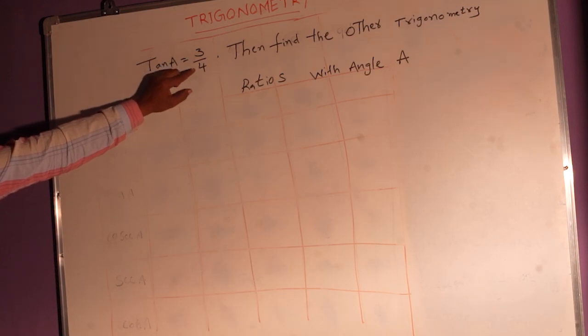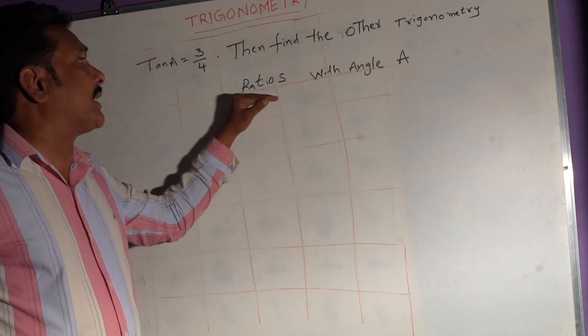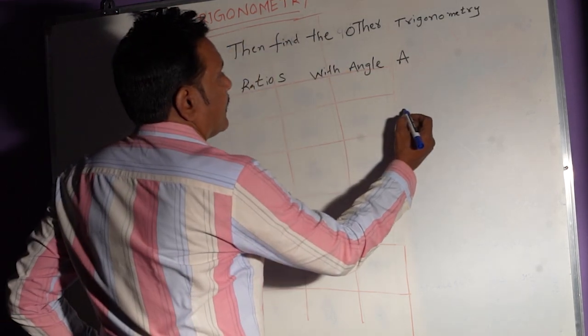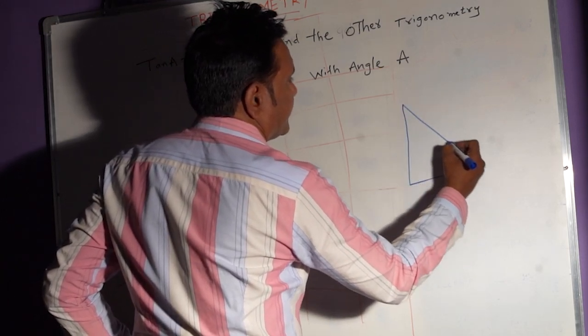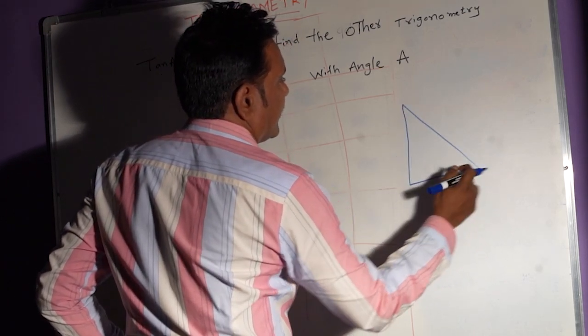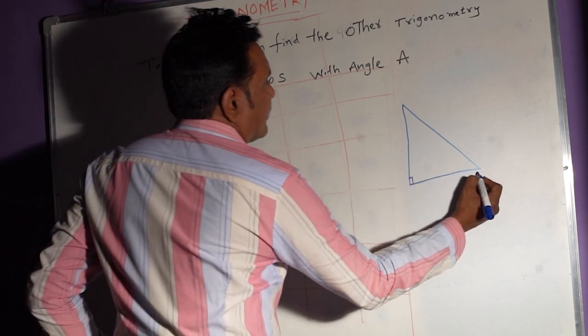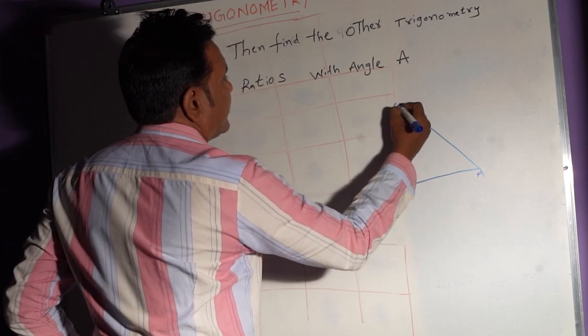Tan A is equal to 3/4. Then find the other trigonometrical ratios with angle A. This is the rectangle. Then this is the A, and this one is B, and this one is C.